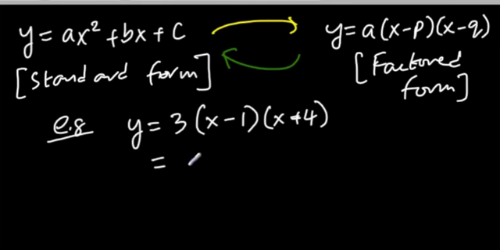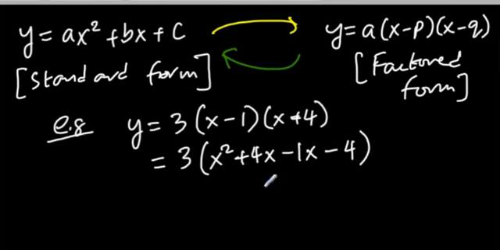So in order to do that, I can just leave the 3 out there and expand these two. Using FOIL, it's the first term times the first term, so that's x squared. The first term times the last term, which is plus 4x. The second term times the first term, so that's negative 1x. And the second term times the last term, which is negative 4. And if I simplify this, this is x squared plus 3x minus 4.